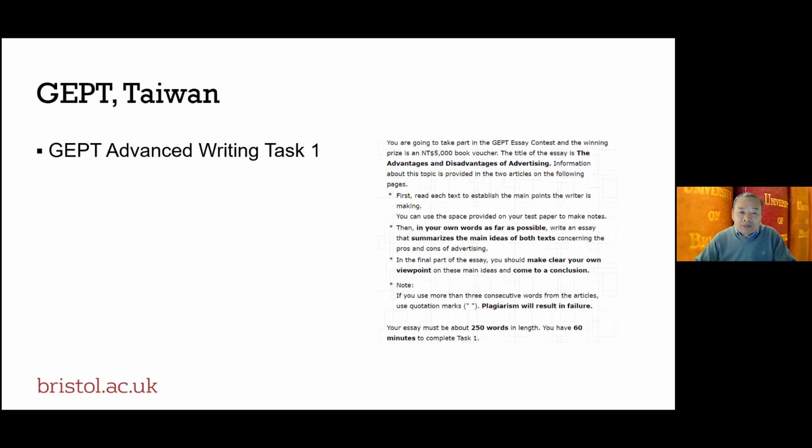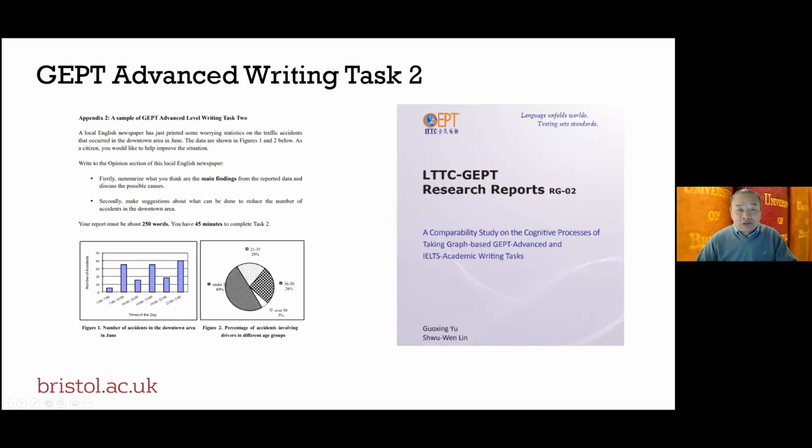Here is a GEPT example of a summarization task. You're given the task to summarize the two articles, but more importantly, you also need to make clear your own viewpoint on these main ideas and come to a conclusion, which is slightly different from other summarization tasks. And in the GEPT advanced writing task 2, you are given two graphs very similar to the IELTS task, but your job, as the second bullet point says, is to make suggestions about what can be done to reduce, for example, in this case, the number of accidents in the downtown area.